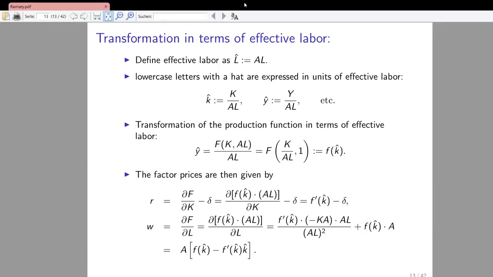To derive the long-run equilibrium and to analyze it graphically, we define all the variables in terms of effective labor. And effective labor is L hat, defined as technology multiplied by labor. So then we have capital per unit of effective labor as aggregate capital divided by A times L, and output per unit of effective labor as aggregate output divided by A times L. And the reason for this normalization is that in the long run equilibrium, we would have that capital per unit of effective labor and output per unit of effective labor are constant.